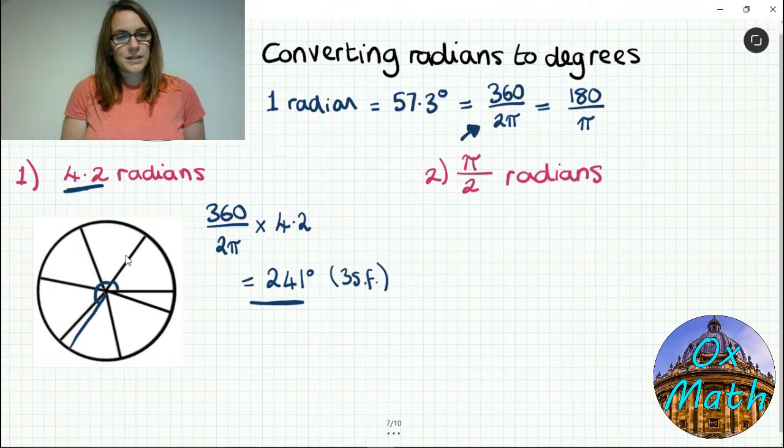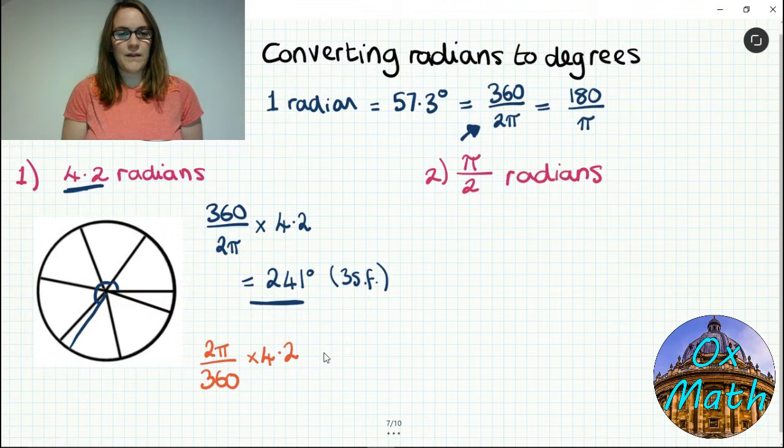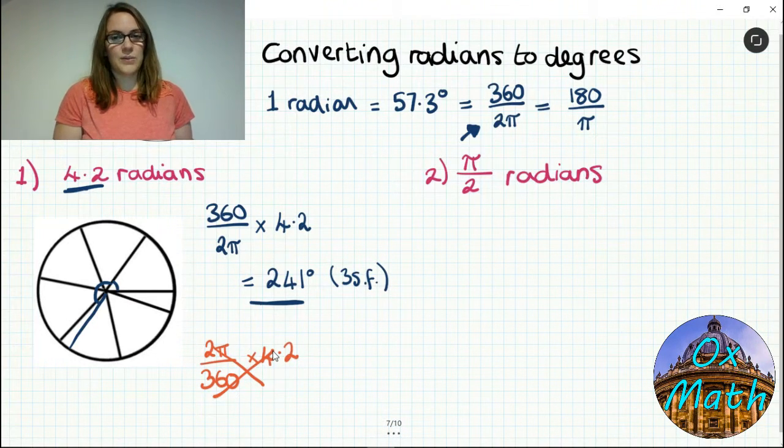If you had done it the wrong way round, which is the most common mistake, a lot of people get the fraction the wrong way up and they would do 2 pi over 360 times 4.2. That would actually give us a very, very small answer, 0 point something. So we know immediately that that is wrong, because 4.2 radians is going to be a very large angle.